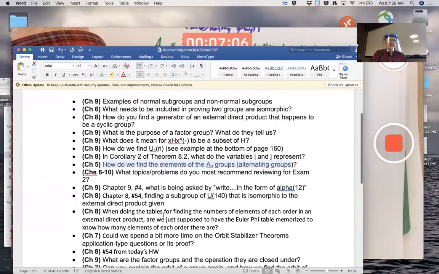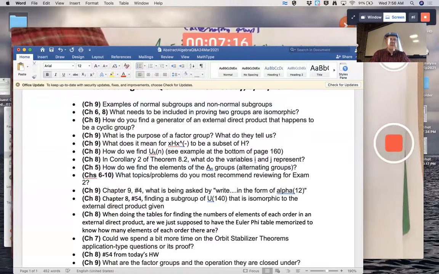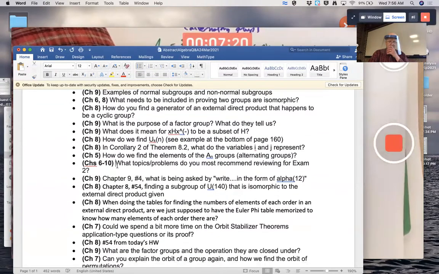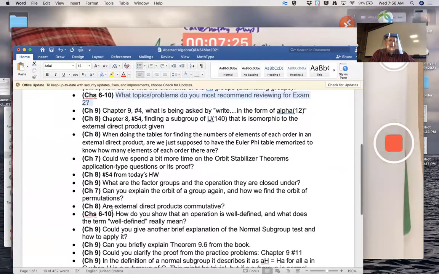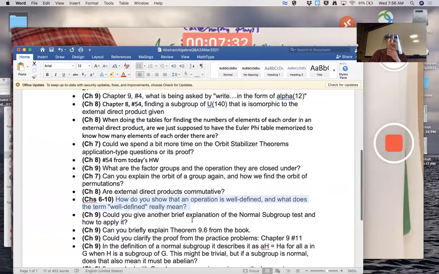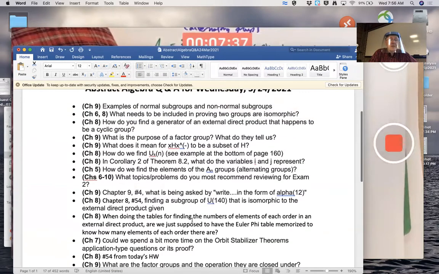How about chapter 6? Somebody asked what needs to be included in proving 2 groups are isomorphic. I think maybe that was also related to a chapter 8 question, like on a homework. There was a general question, what topics or problems do you most recommend reviewing for the exam? I said chapter 6 through 10. And how do you show an operation is well-defined, and what does well-defined really mean? Okay. Maybe well-defined I'll come back to in chapter 9, might be the best place to address that. And actually even hinting at chapter 10 perhaps.